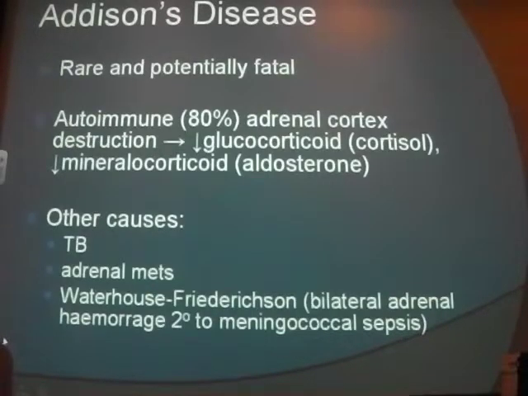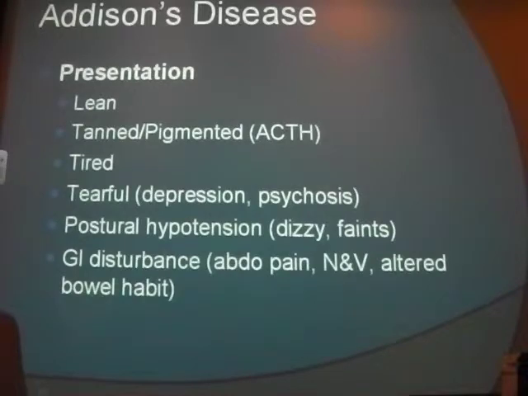So let's go back. Can anyone tell me any features of Addison's that you might see? Clinical presentation. Hypoglycemia. Yeah, great. Okay. So purely looking at the person, they're lean, they're tanned or pigmented, tired, may be tearful with depression or psychosis. May have postural hypotension. May have GI disturbance. We talked about the biochemical changes as well.